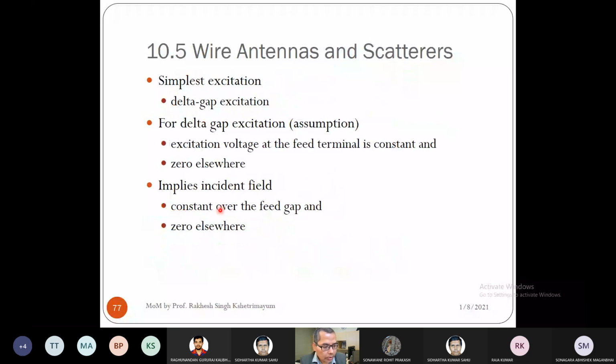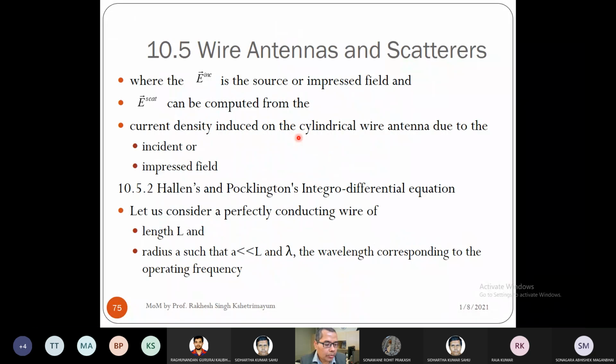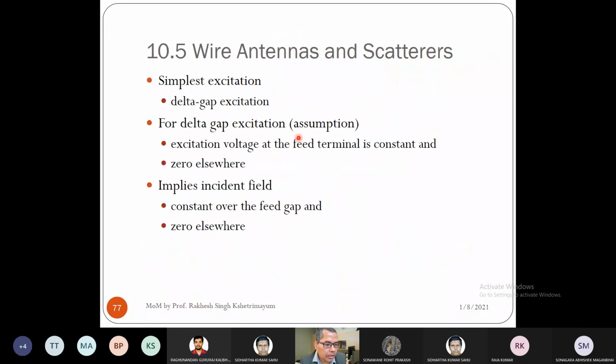So we are actually assuming that the electric field incident on this feed gap is uniform, because this 2 delta is very small. In that case, the electric field can be assumed uniform along this, and you can calculate it. So the voltage applied is V0 plus and V0 minus, that is 2 V0, divided by the distance, which is 2 delta.